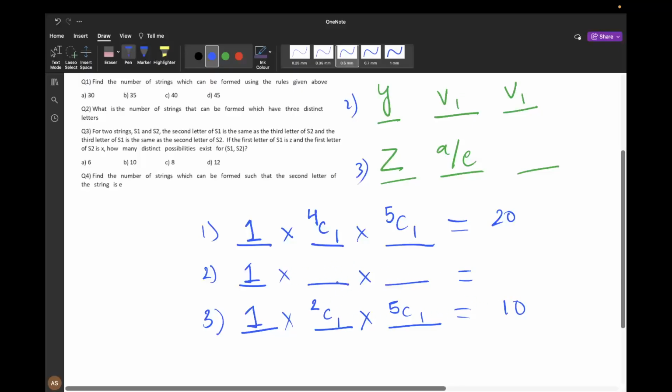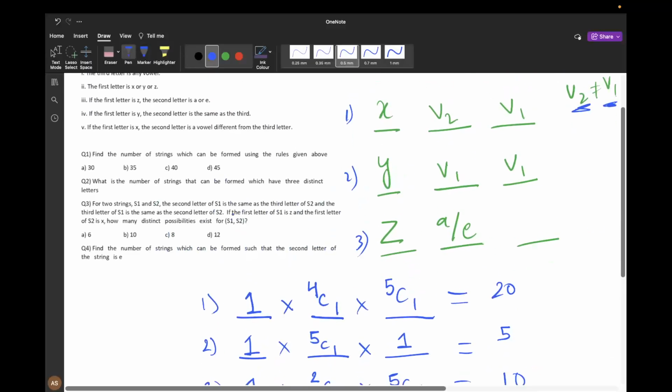Now think about it. Can there be any way where both of these are different? No, right? If I choose any one from here, that same letter will repeat at the last, or vice versa. If I choose any one for the third place, it will repeat at the second. So I choose 1 out of 5, and the same letter I'm going to repeat here again. So it's basically 1 times 5 times 1, that is 5, and the total becomes 35. Let's see if there's an option 35. Yes, there is, so we'll take it.